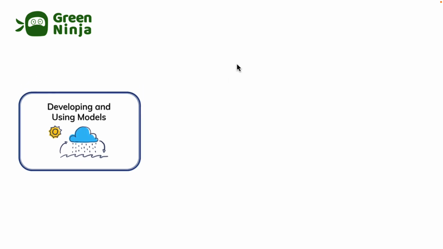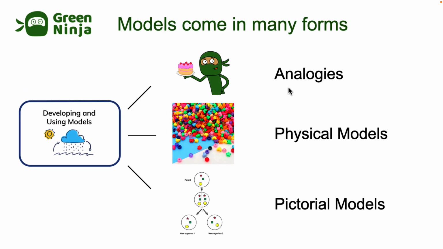Now, models can come in different forms. In this lesson sequence, we're going to be looking at analogies, physical models, and pictorial models. And the reason there's so many different ways to represent things is because each one has advantages and disadvantages that help reinforce the underlying concept that we're trying to teach.